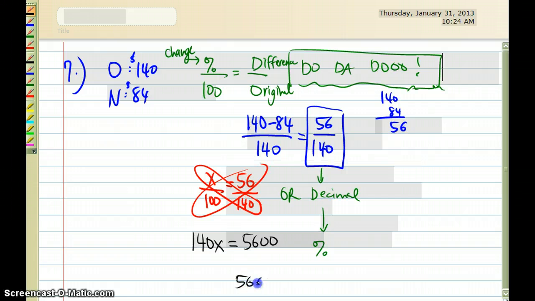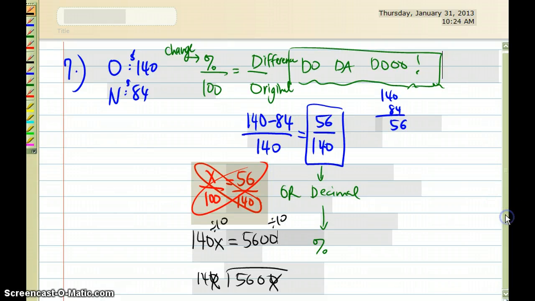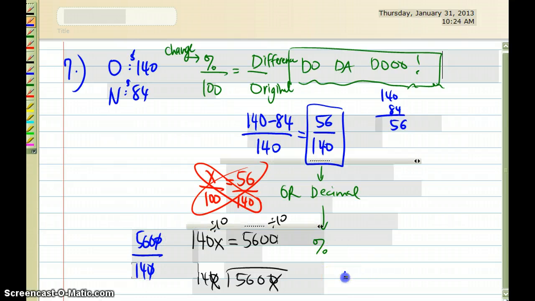Then I'm going to divide 5600 with 140. Now I'm going to take out one of the zeros because I can do that by dividing both of them by 10. So if I do it to one side of the equal sign, I'd have to do it to the other. Just like whatever I do to the numerator, I do to the denominator. So this is what the fraction would look like. And I can cross out the zeros that way too. So now I have 560 divided by 14.